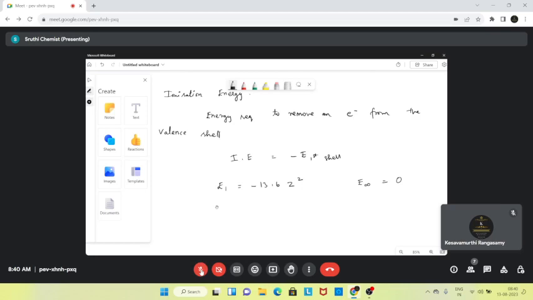Zero. It is 0. It is very simple. It's 0. So I need to calculate the value of ionization enthalpy for a hydrogen atom. Let's take a hydrogen atom itself.